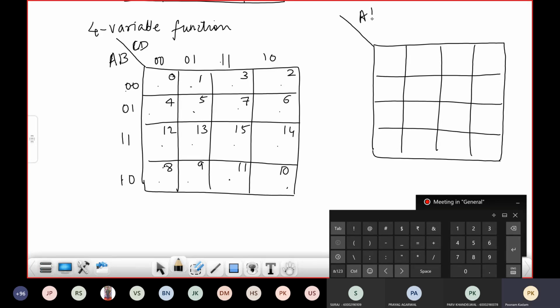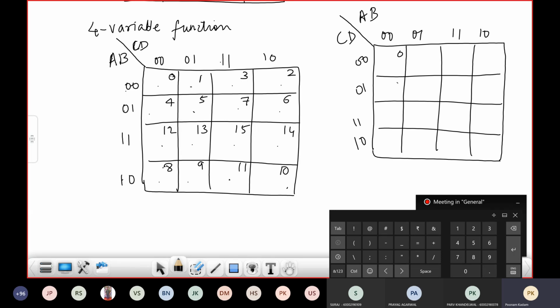And let me write the labels this time, AB on this side and CD on this side. You may write AB on this side and you can use CD to label the rows, right? So if you choose to write labels like this, now your minterm numbers will change, right? So now you tell me what will be the minterm associated to the first cell. It will be 0, 0, 0, 0. This is 0. But now which cell is minterm 1? Minterm 1 will be the cell just below the cell 0, right?